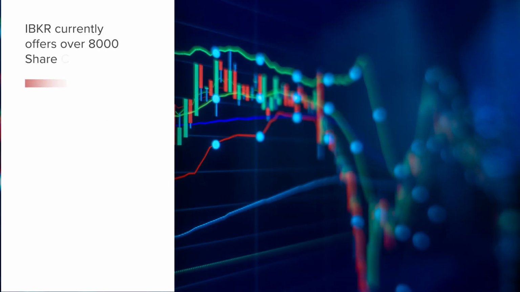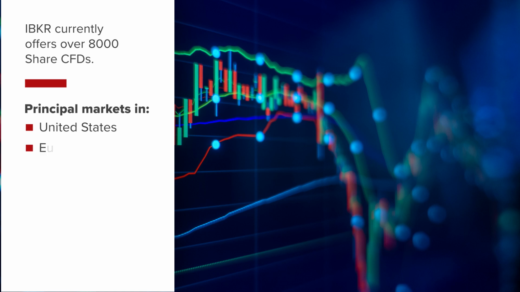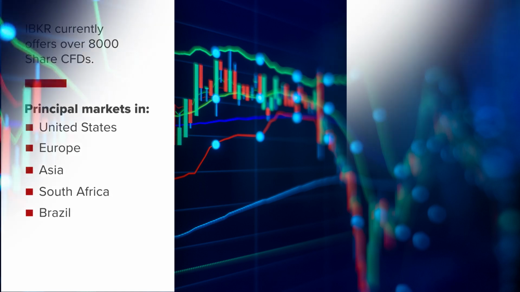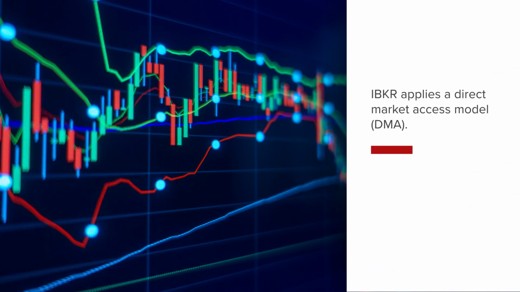IBKR currently offers over 8,000 share CFDs covering the principal markets in the US, Europe and Asia, as well as South Africa and Brazil. IBKR applies a direct market access model when a client places an order for a CFD. The trading system enters a smart routed order for the hedge stock. When the hedge order is filled, the client's CFD order is filled at the same price. Any non-marketable CFD limit orders are visible on the underlying exchange, ensuring a stock-like trading experience.